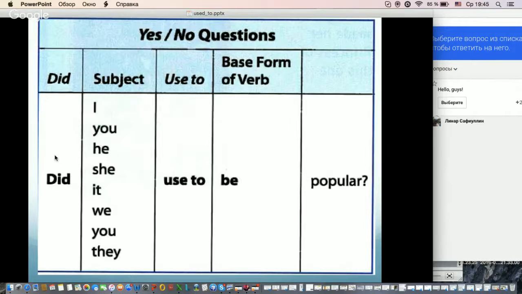So, did you used to be popular? Please pay attention that in case we have got "did" in the sentence, we have got no "ed" ending with "use".